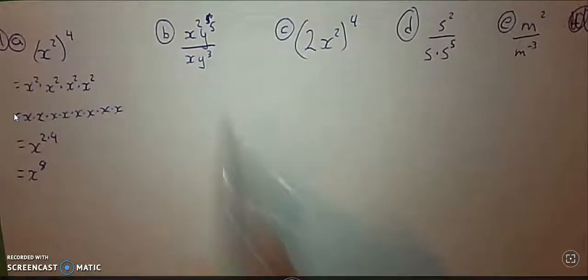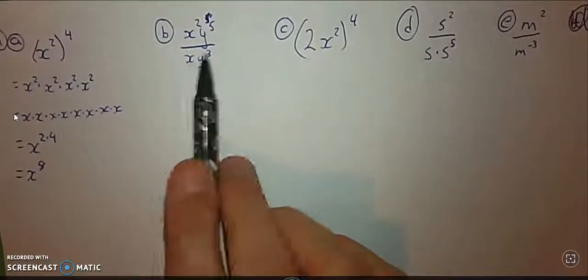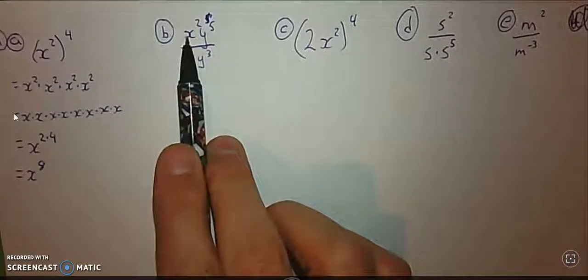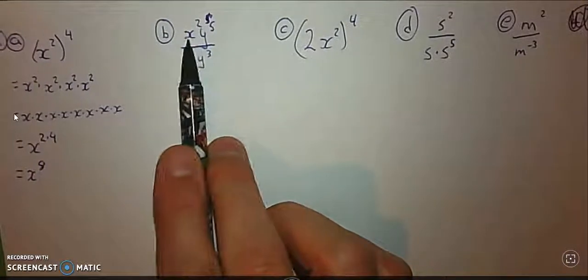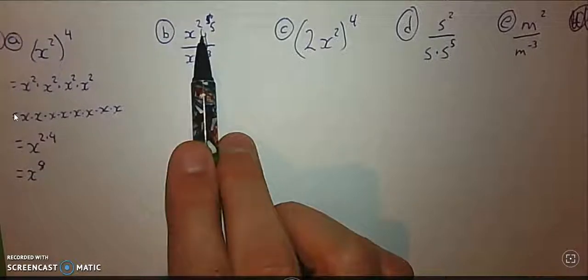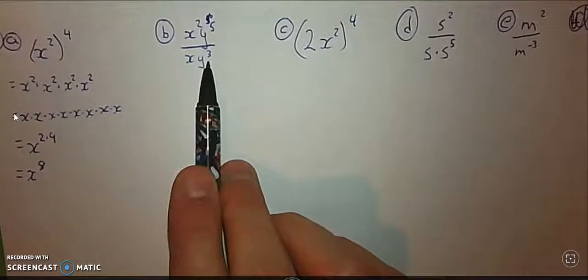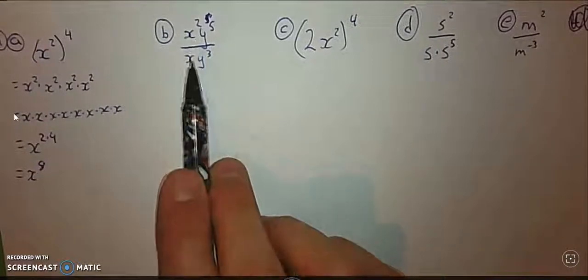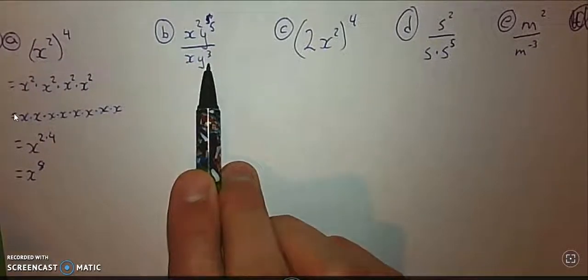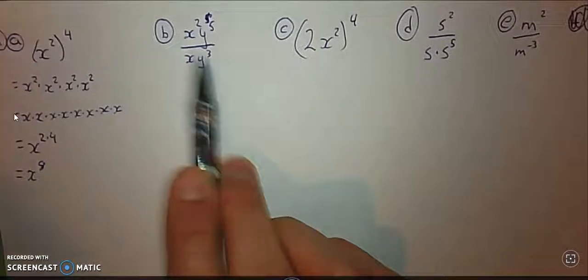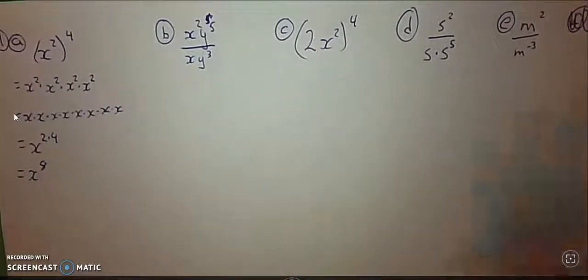Now we've got two variables working together and they're being divided. So we can't do anything between the base x and the base y. They don't combine with each other. They're not like terms. Nothing happens in the numerator, just like nothing happens in the denominator. But between the x in the numerator and the x in the denominator, and the y in the numerator and the y in the denominator, we actually have two separate operations. So we just do each exponent individually.